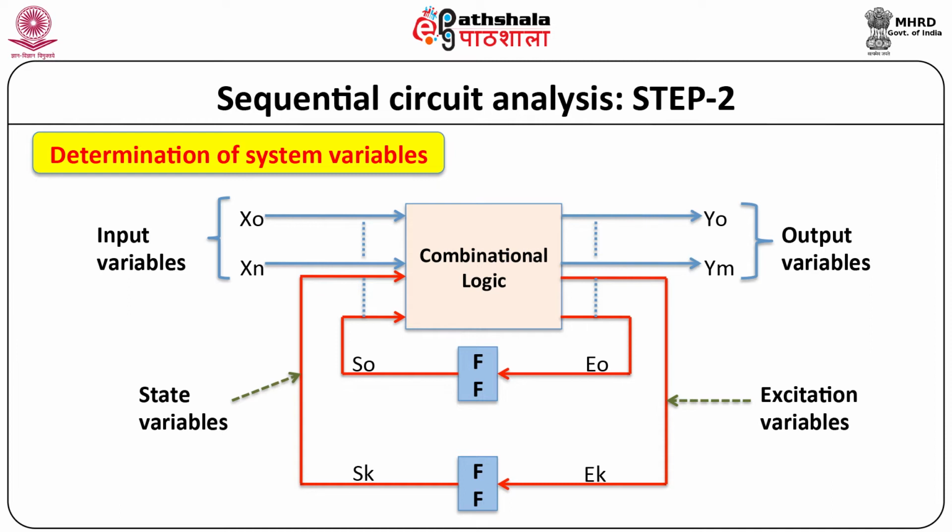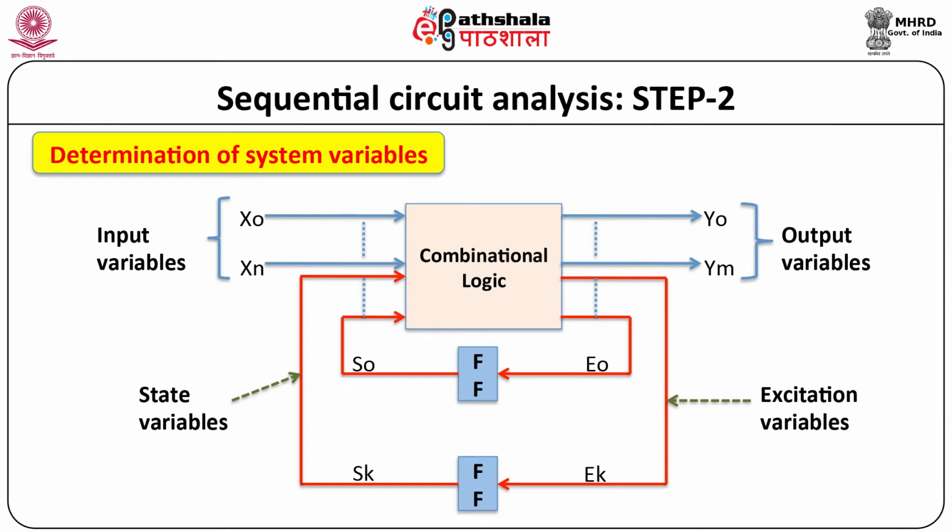Let us understand the position of these variables. All the variables that originate outside the sequential circuit are known as input variables. The variables that exit the sequential circuit are said to be output variables. The inputs to the memory, that is flip flops, are the excitation variables. These variables excite the memory to change, hence these variables are known as excitation variables.